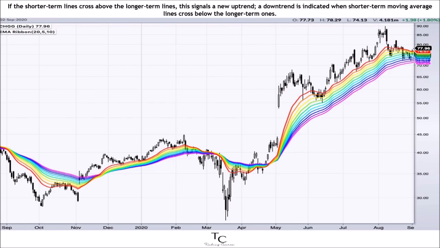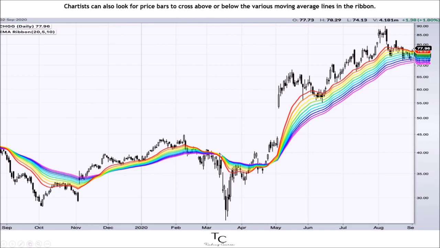If the shorter term lines cross above the longer term lines, this signals a new uptrend. A downtrend is indicated when shorter term moving average lines cross below the longer term ones. Chartists can also look for price bars to cross above or below the various moving average lines in the ribbon.